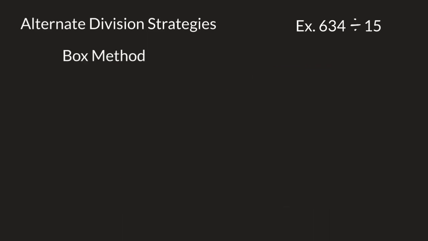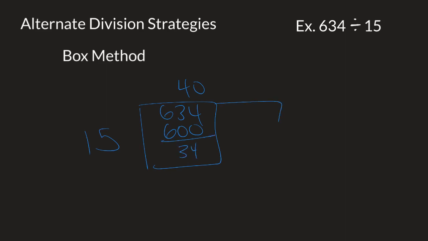Now it's time for the box method. Very similar to the grid method, but we're going to take the whole question and put it into the box. 15, let's put it in this box, which we're trying to break down as 634. How many times does 15 go into 634? We could easily put 600, and that means it goes into it 40 times. Let's subtract this, and now we're going to add another box. 34 goes up here.